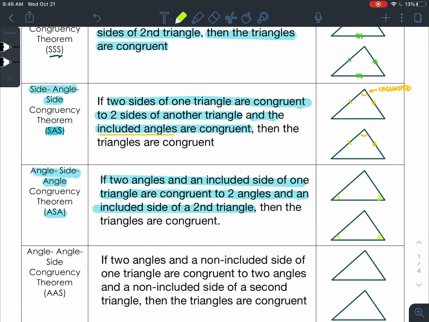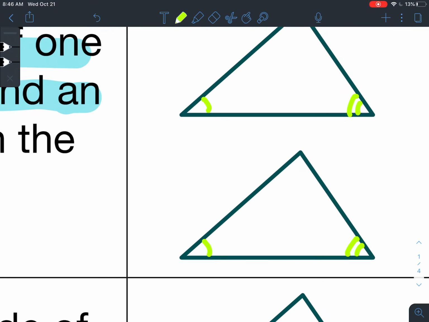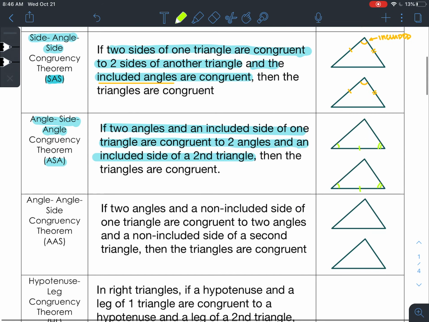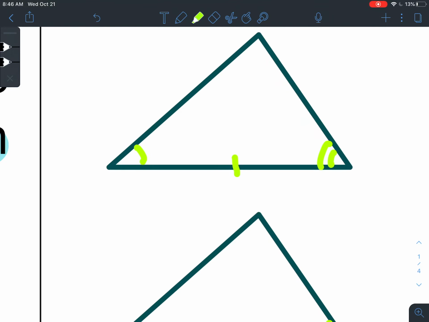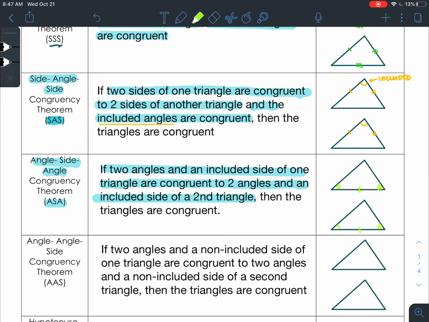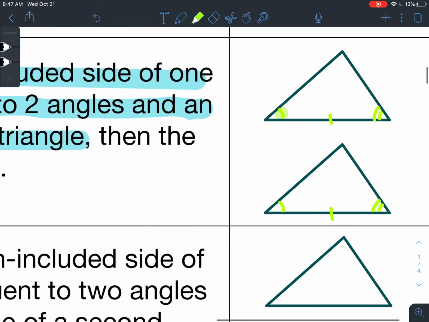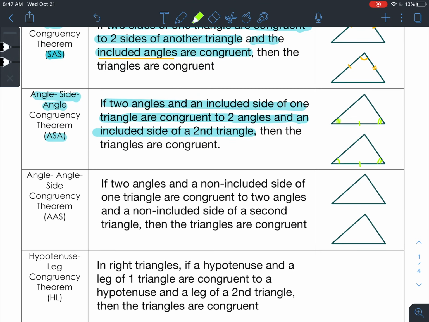And then it says it's an included side. Again, it's the side that's right in between those two angles, so it has to be this bottom base here. The way that we write it is angle, side, angle, so that side has to be in between those two angles. If we can prove that those two angles and an included side are congruent, then we would have enough information to state that those two triangles are congruent.